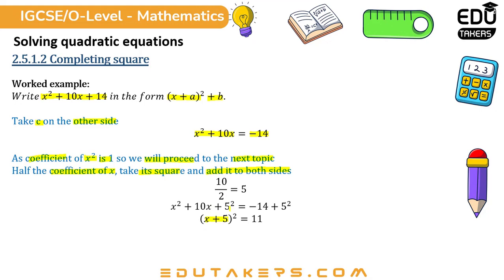So (x + 5)² = 11. Rewrite in the form (x + a)² + b. It will be (x + 5)² + (−11).